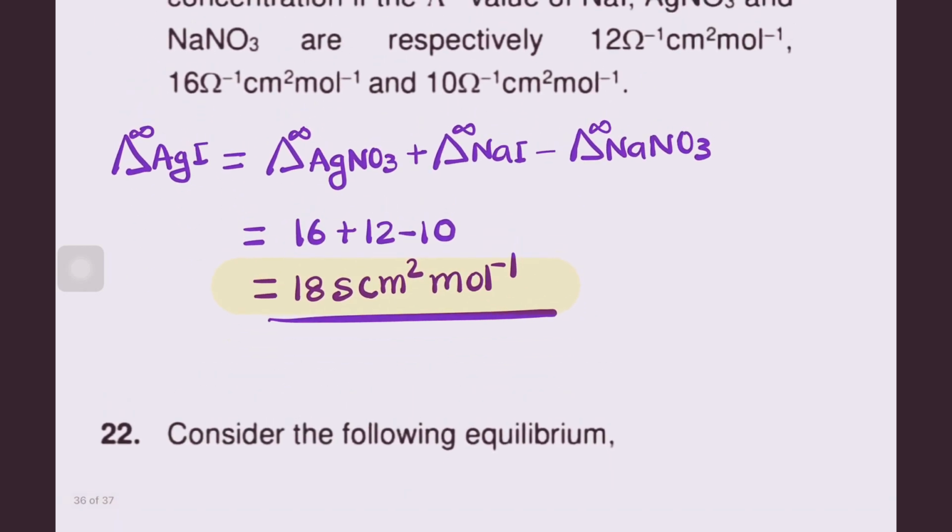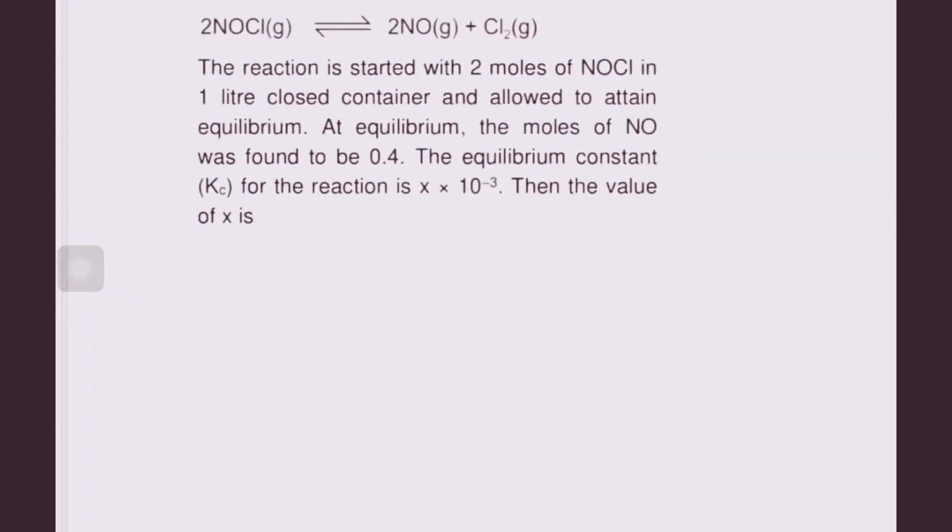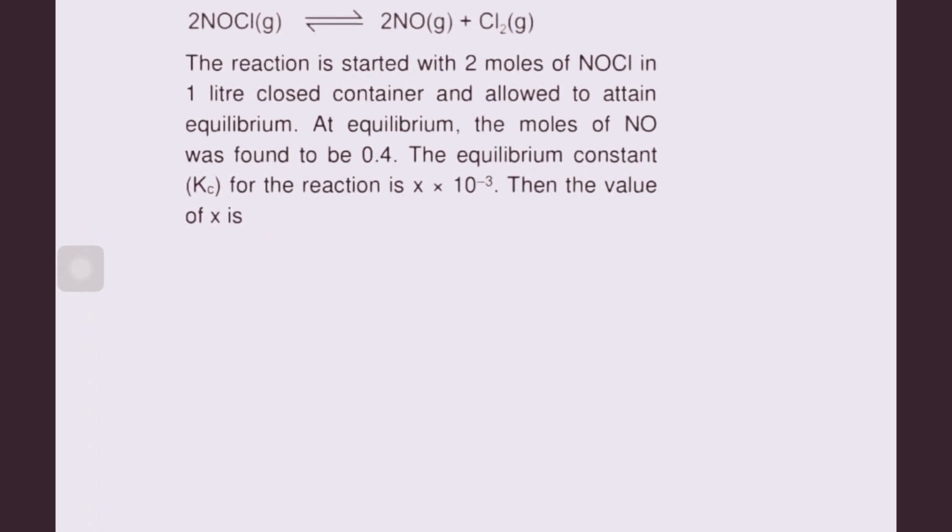Now, next question, we have to consider the equilibrium that is given on the next page. The reaction is started with 2 mole of NOCl in 1 liter closed container and allowed to attain equilibrium. At equilibrium, the moles of NO was found to be 0.4. Then the equilibrium constant value is this much. Find the value of X. So it is very simple.